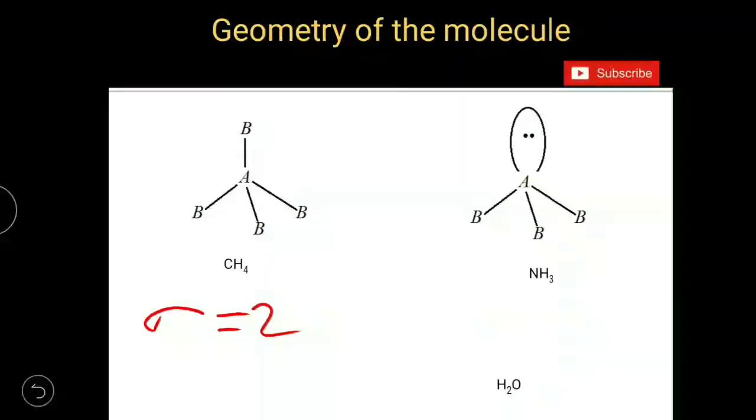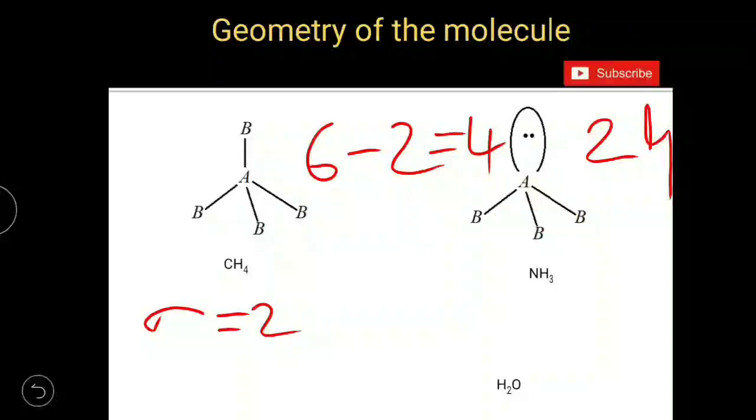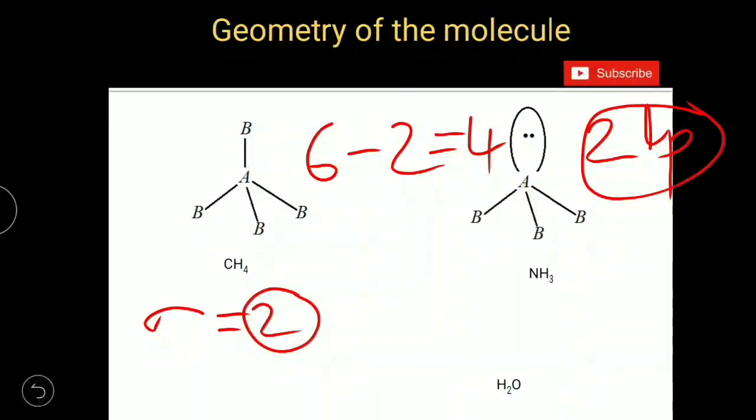And let us see how many lone pairs are present. Central atom oxygen has 6 valence electrons. Out of them only 2 are involved in bond formation. So remaining electrons equal to 4, nothing but 2 lone pairs of electrons. So you got 2 sigma bonds and 2 lone pairs of electrons. So steric number is equal to 4.